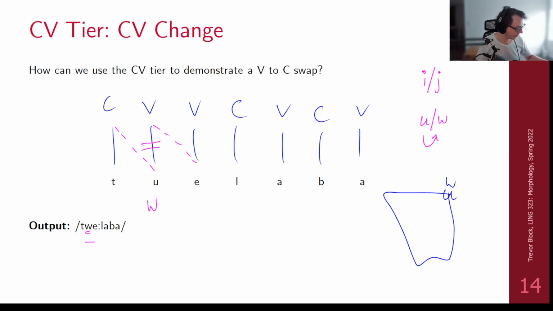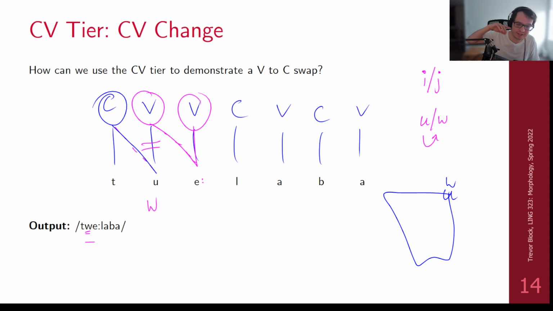We get twe lava. So the A is lengthened because the A has two V's on it. And the U can still exist because we gave it some C-ness. So the C still attaches to the T, but it's spread over because it wants to help.